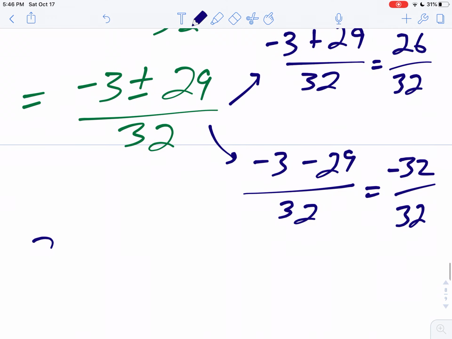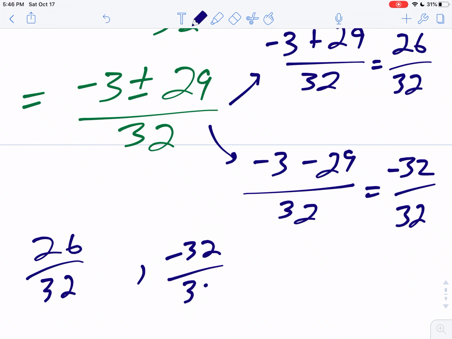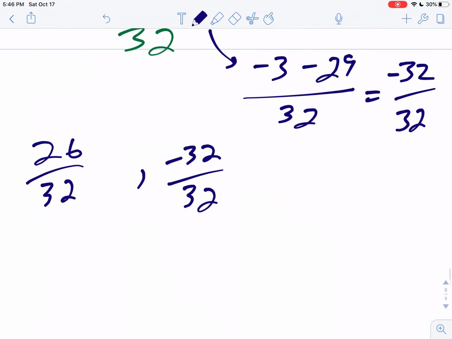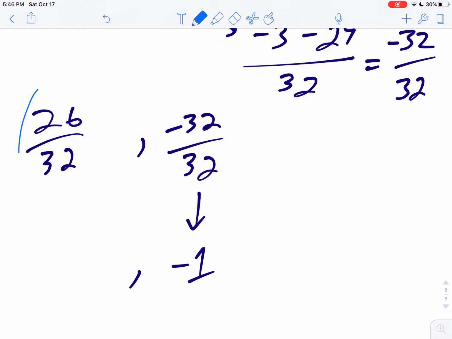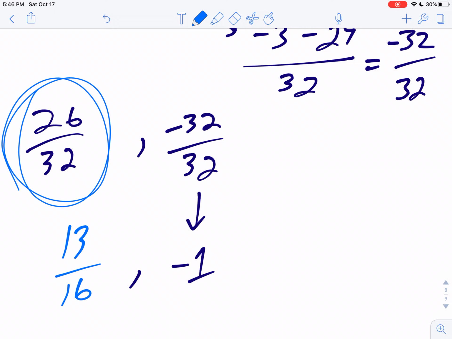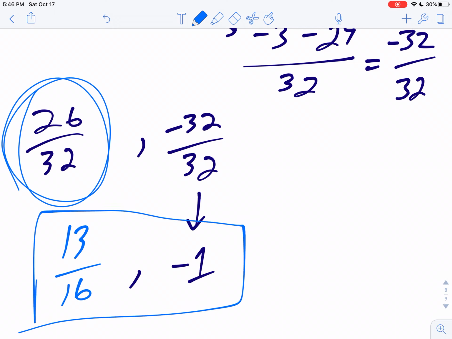And again, that's not good enough. You need to reduce these things, okay? We've got these two solutions, but they're not reduced. So this answer comes out to be negative 1. That's good. And 26 over 32, well, that reduces by a factor of 2. So we get 13 over 16. I think those will be the two answers for this.